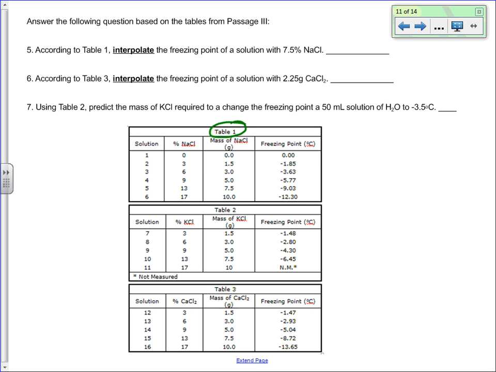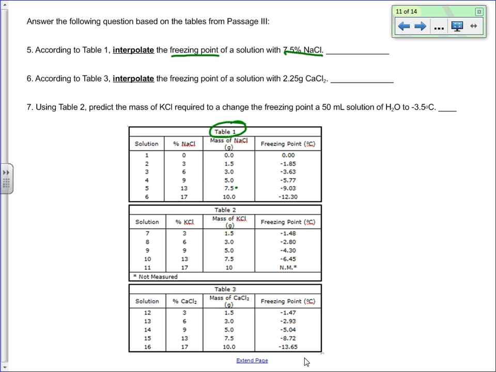So go to table 1, go to percent. Because in these, you're always wanting to think about what are they giving me and what am I looking for. In this case, they're giving you a percent and they're asking you for a freezing point. So you're going to 7.5%. Where would that be? Right there. No, over. Percent.